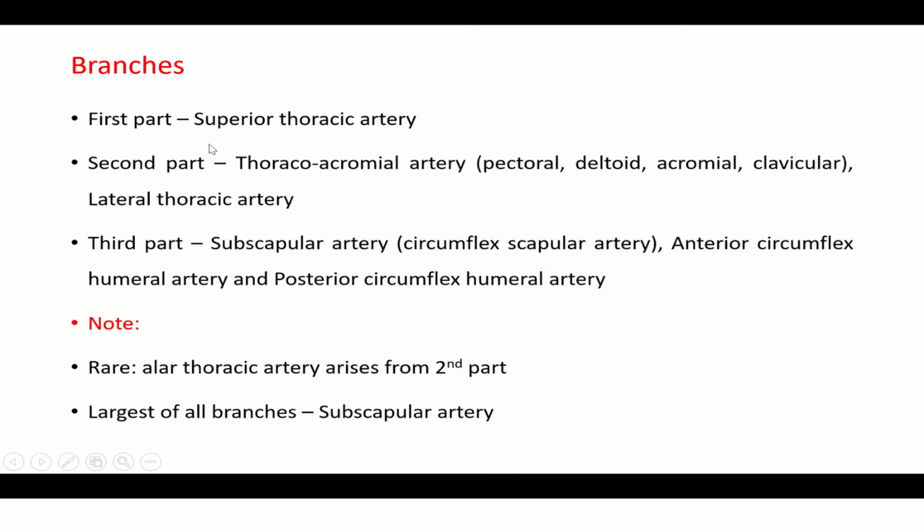So branches. The first part gives rise to the superior thoracic artery. The second part gives rise to the thoracoacromial artery, which further divides into 4 branches: 2 muscular, pectoral and deltoid, and 2 bony branches, acromial and clavicular. And the second branch is the lateral thoracic artery. The third part, the largest of all, gives the subscapular artery, then anterior circumflex humeral artery and posterior circumflex humeral artery. Rarely the alar thoracic artery arises from the second part, and the largest of all branches is the subscapular artery.